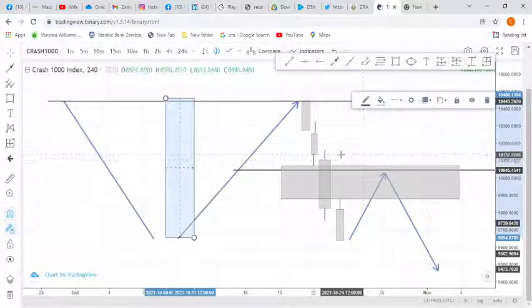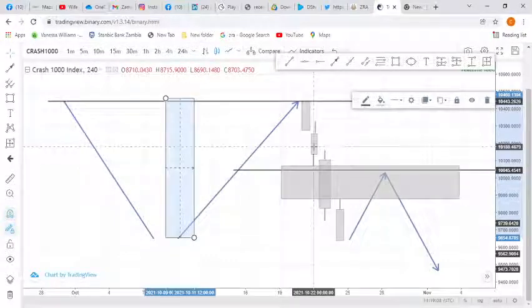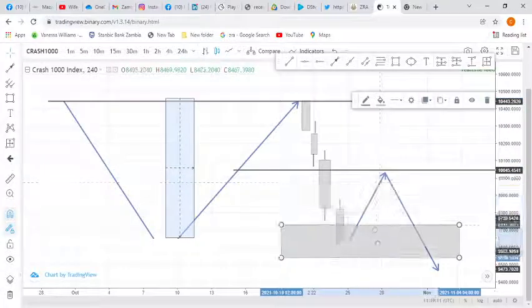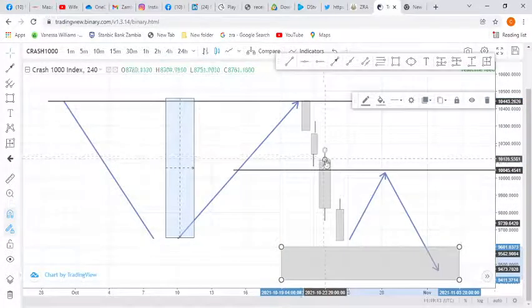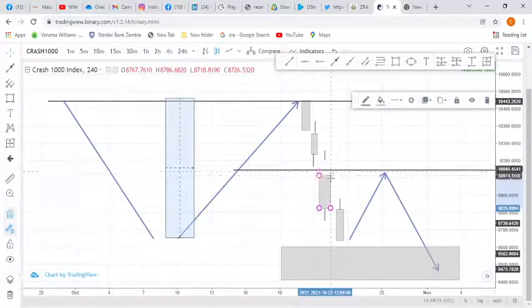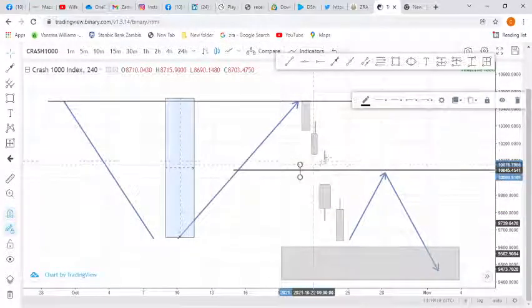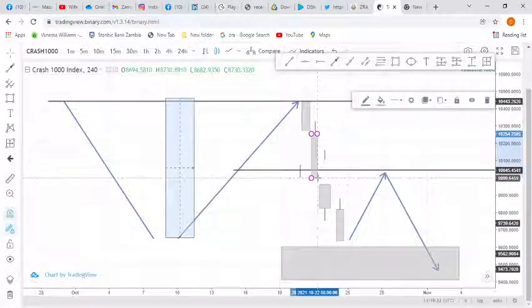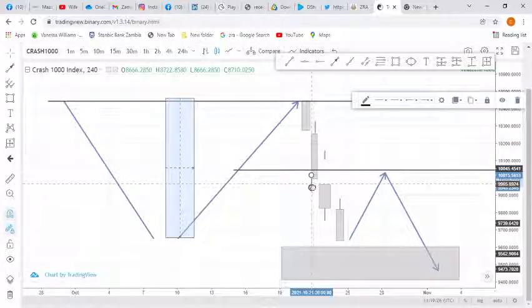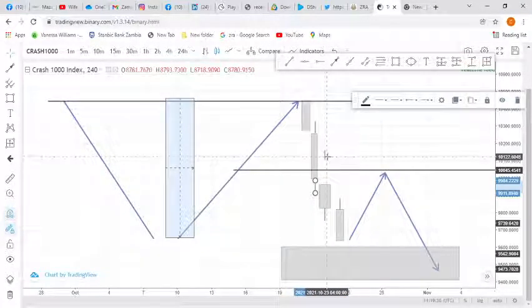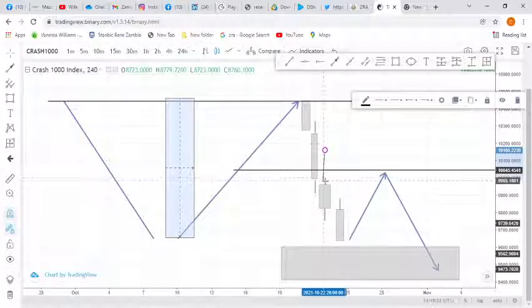But there are situations where this candle is bigger than this candle. Let me show you this. There are situations where this candle is smaller in size and this candle is bigger, or larger in size, like that. It happens like that.